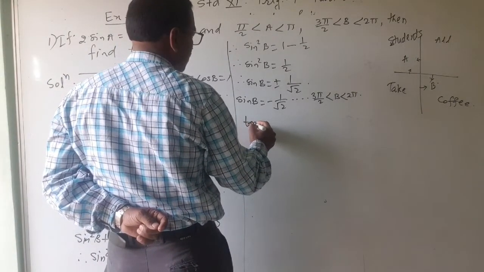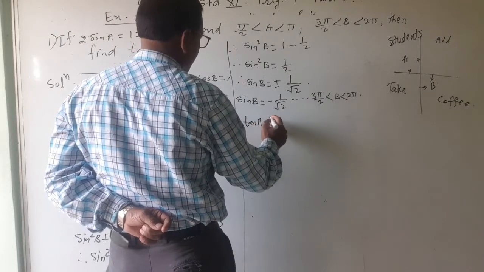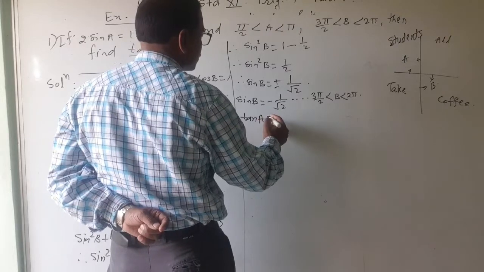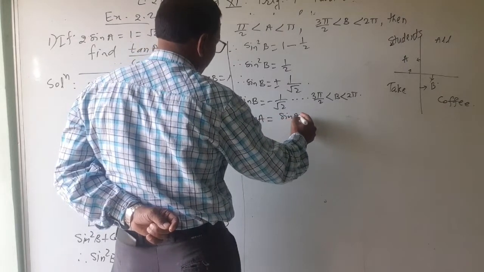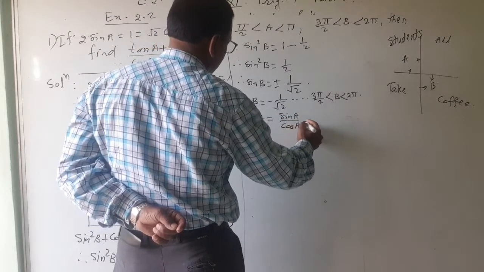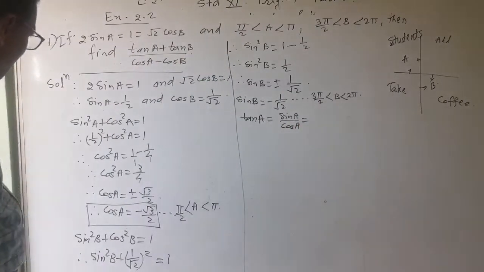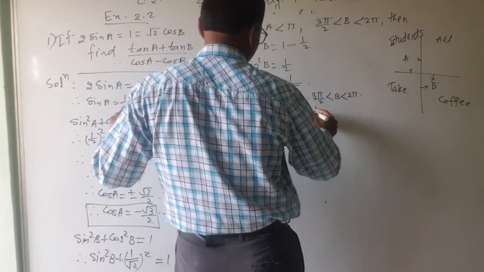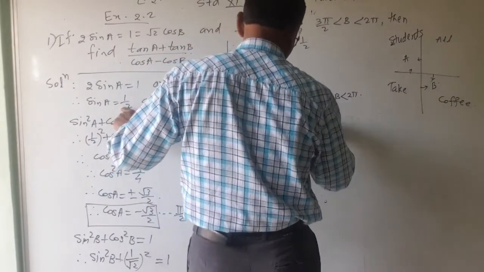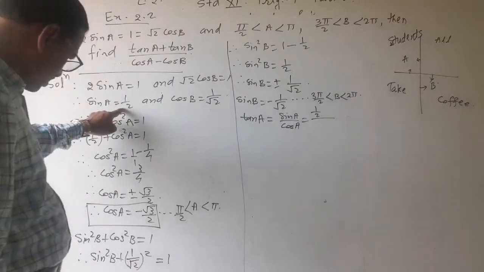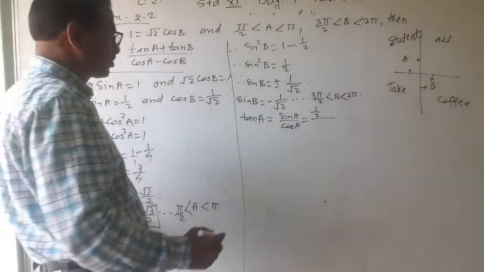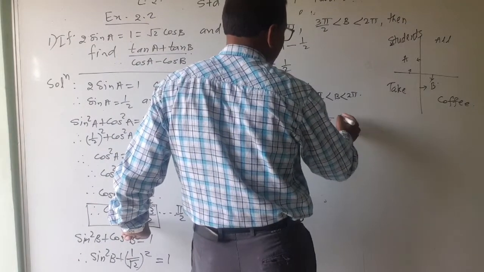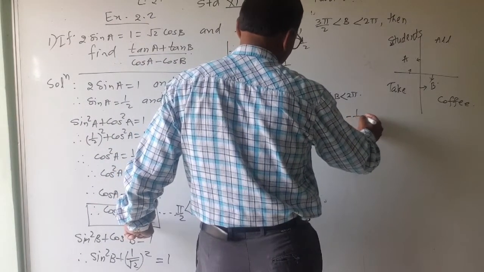I want tan A plus tan B. Immediately I will find the value of tan A and then substitute. Tan A is equal to sin A upon cos A. Sin A is 1 upon 2, and cos A I have found is minus root 3 upon 2. These two cancel, and that is equal to minus 1 upon root 3.